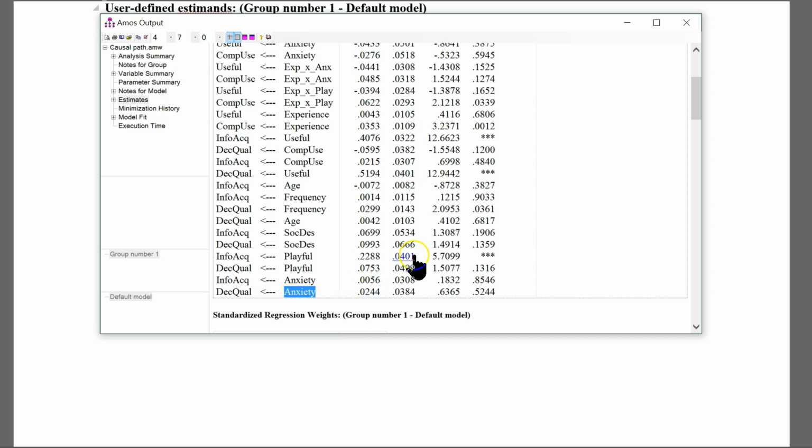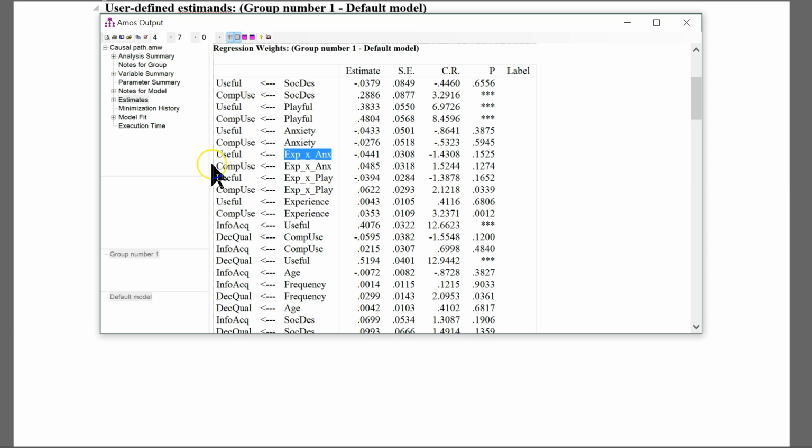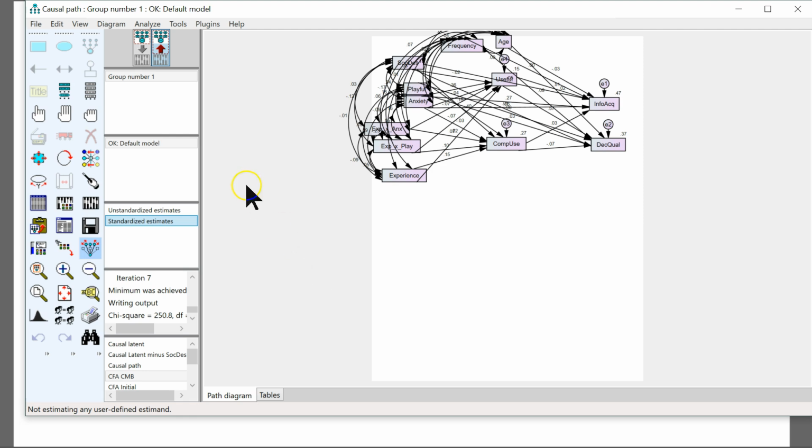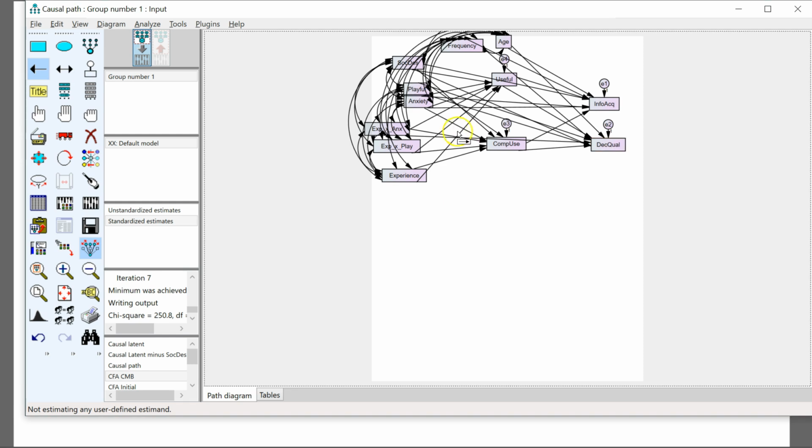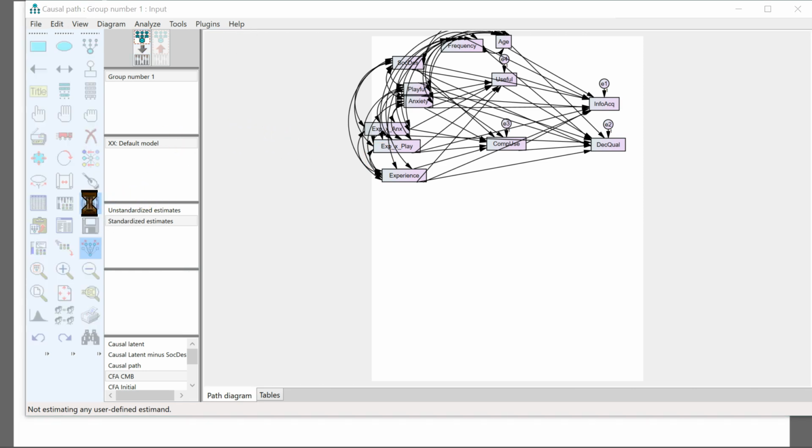If we look at the anxiety and experience, oops, I included the wrong arrows. So we need to include an arrow from anxiety to decision quality, or from the interactions, excuse me. Let's see. From anxiety and experience to decision quality. What was the other one? Positive relationship between playfulness and information acquisition. So experience play on information acquisition, and I'll have to include experience on both of these. Okay, and run it again.